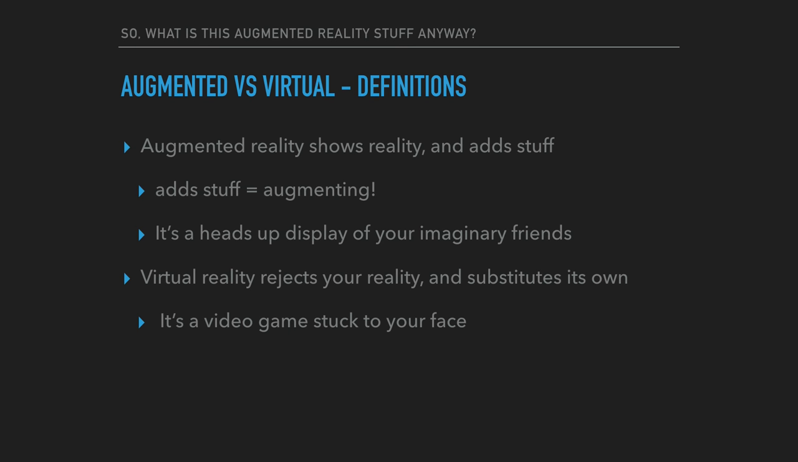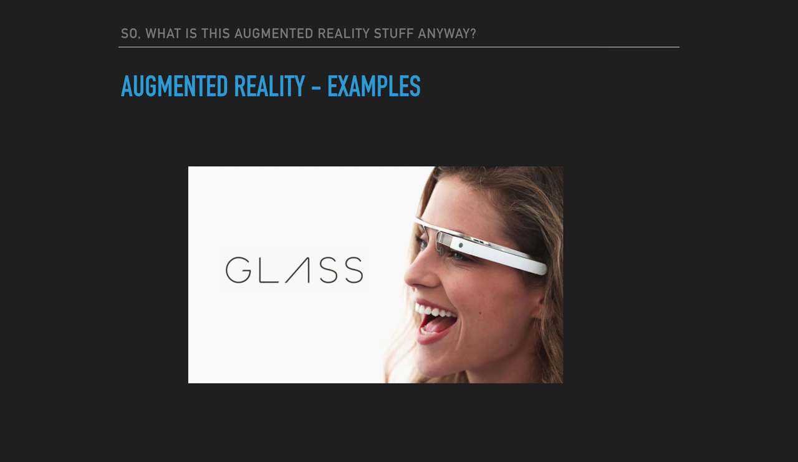So augmented reality is different to virtual reality. Up until a few weeks ago when Pokemon Go came out, people got those confused. Now everybody knows what it is. Augmenting something is to add something to it. So you're taking the reality and you're adding something to it. Virtual reality is completely replacing reality. It rejects your reality and substitutes its own, as they like to say on Mythbusters. Virtual reality is basically a video game stuck to your face.